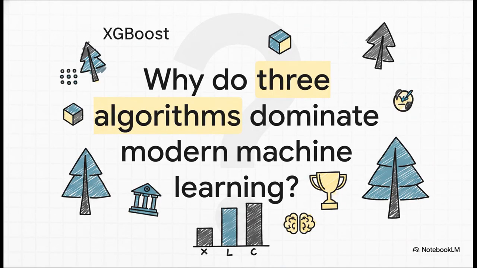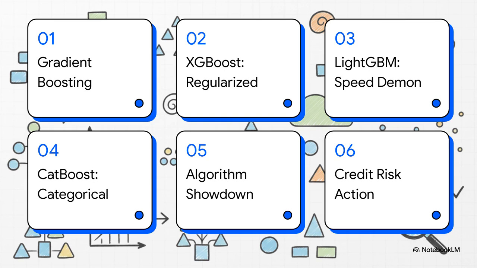So here is the big question to kick things off. Why do three specific frameworks completely dominate modern machine learning? I mean, out of all the algorithms ever invented, why have XGBoost, LightGBM, and CatBoost become the undeniable go-to industry standards for everything from banking algorithms to winning global data science competitions? Okay, let's dive into this.